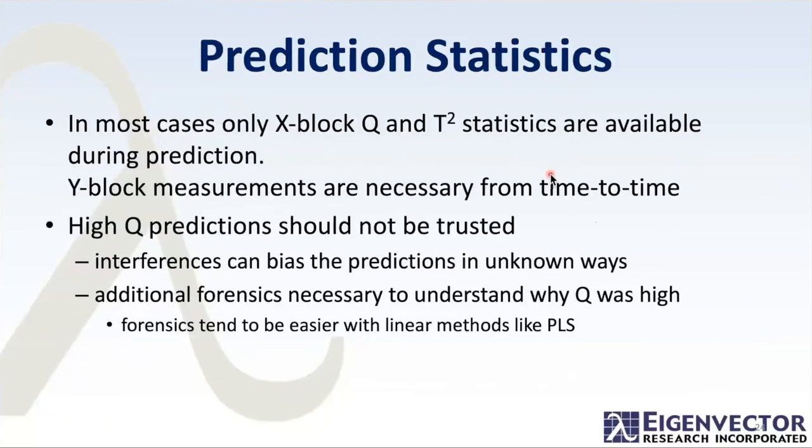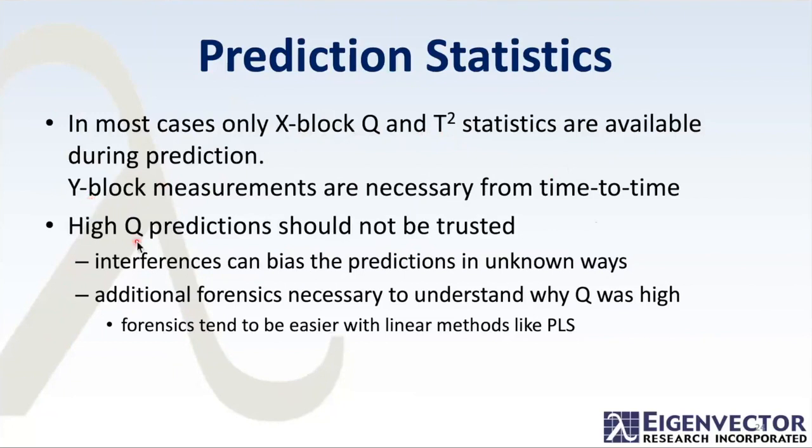And there are prediction statistics. So when we do predictions, we always get our X block statistics, Q, lack of fit, and our T squared, which is our in-model distance from the centroid. However, we don't typically get these numbers for the Y block during prediction, like in an online environment. So the Y block measurements are necessary from time to time so that we can check our model, see if it needs to be updated.